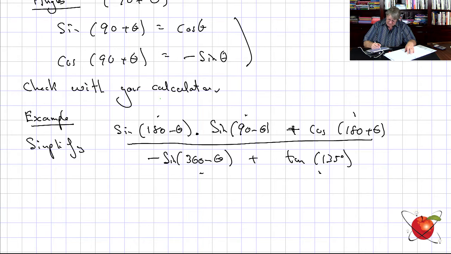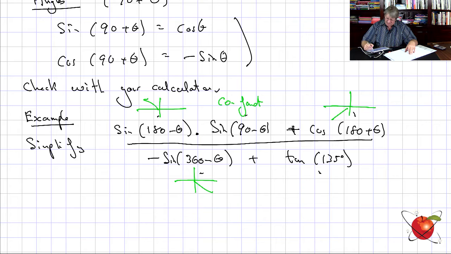180 minus theta means I'm in that quadrant. Sine of 90 minus theta is a cofunction, a straightforward cofunction. It's going to be cos theta. I probably should add those in, but we'll get to that in a second. Cos of 180 plus theta is over here, in that quadrant. Then this one is over here: 135 is up there. So I have done my job of that.